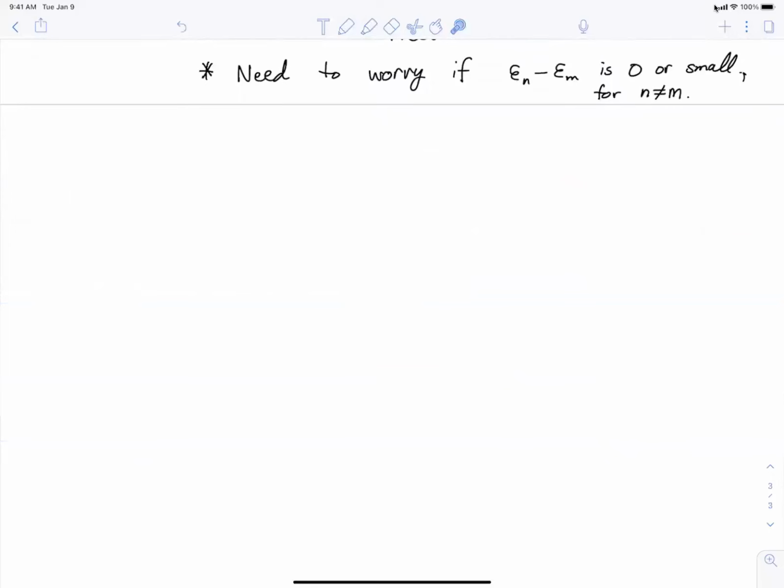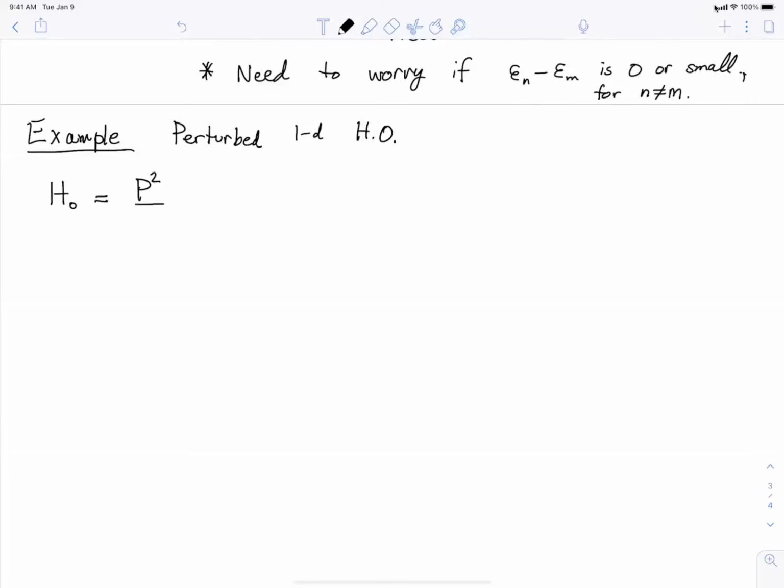So let's do an example. And so this example we're going to start with is a perturbed one-dimensional harmonic oscillator. You're going to get to do for homework a different perturbed one-dimensional harmonic oscillator that's slightly harder than the one I'm about to do, but not that much harder. So we start with an unperturbed Hamiltonian, which is the usual harmonic oscillator Hamiltonian, which looks like this.